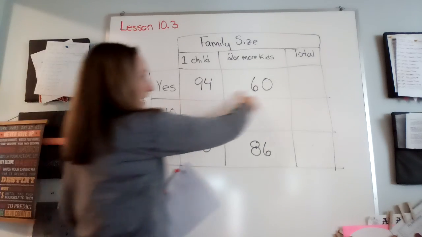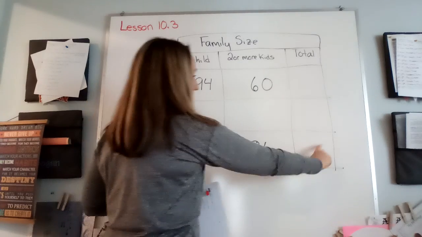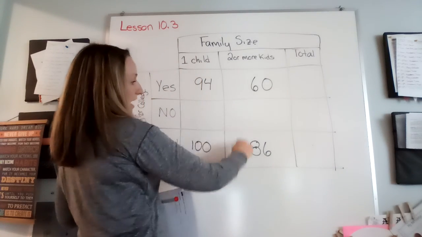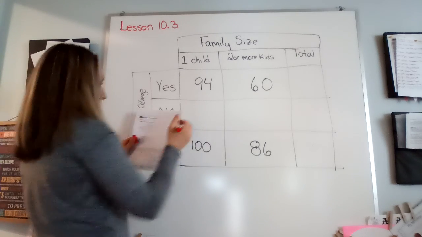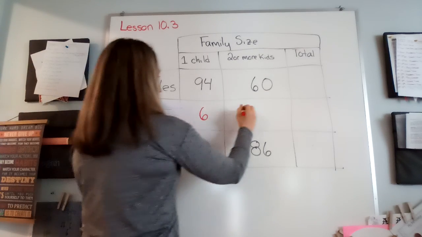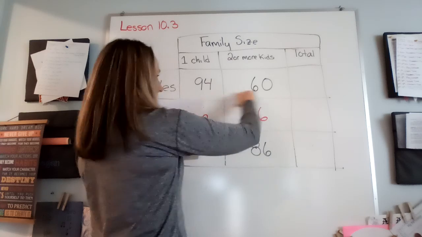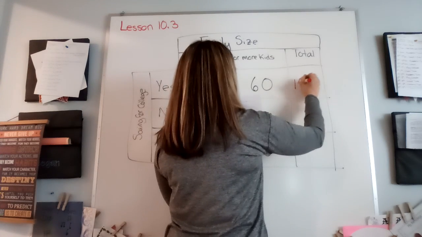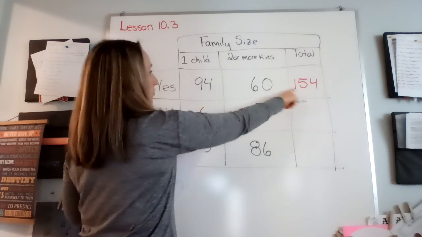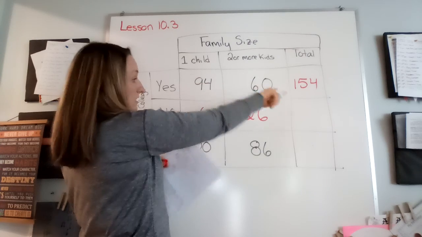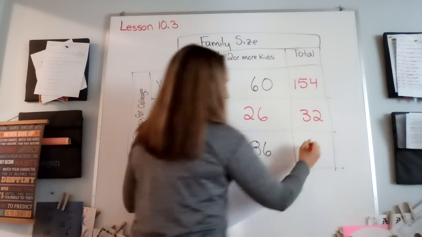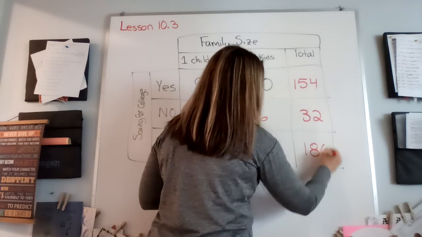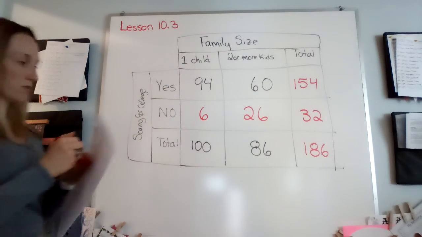Okay, so we're going to add to get the total. We're going to add to get the total. We can subtract to get this number. We can subtract to get that number. All right, so filling in, you're going to have a 6, a 26. You add this way to get 154. So that means there are 154 people or families that are saving. There's 32 families that are not saving. And then the 186 is the total number of people who took the survey.